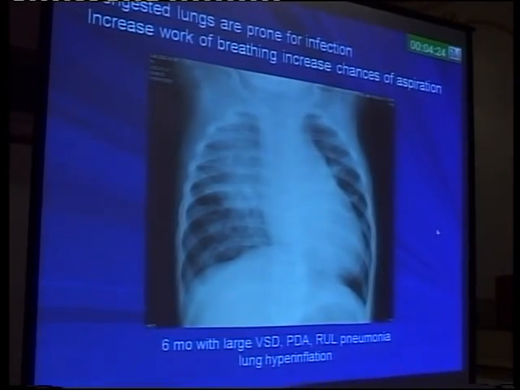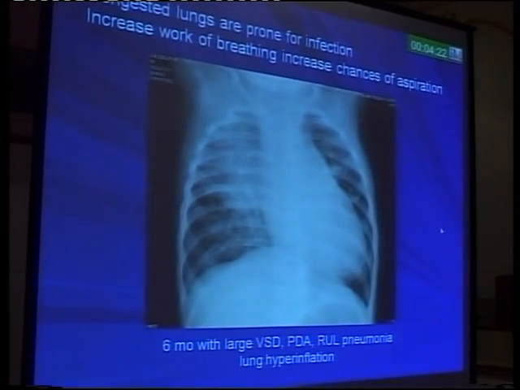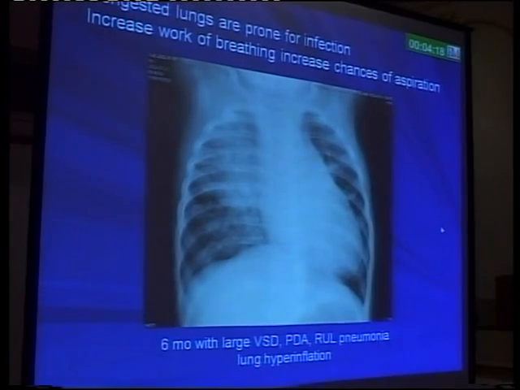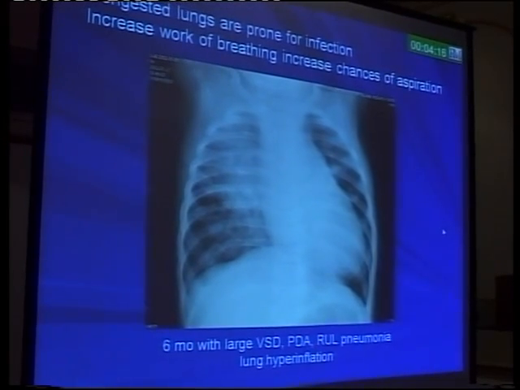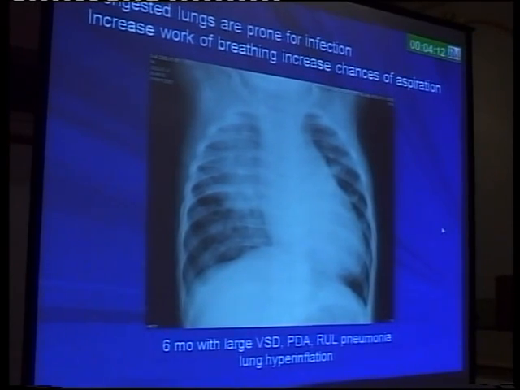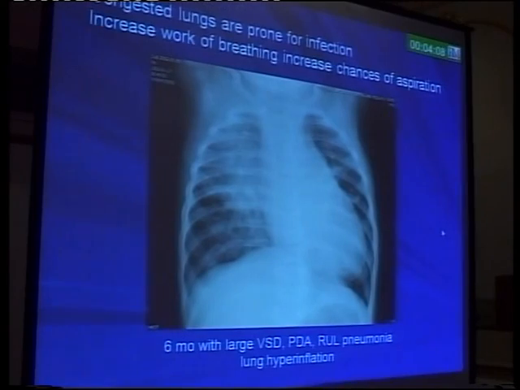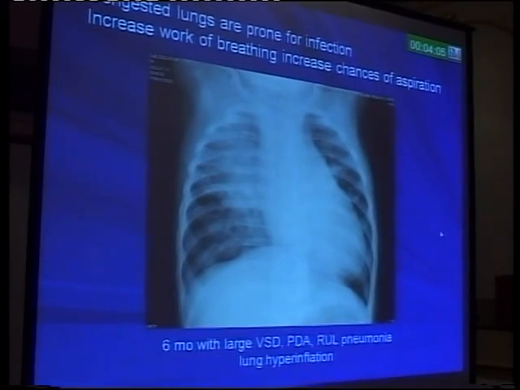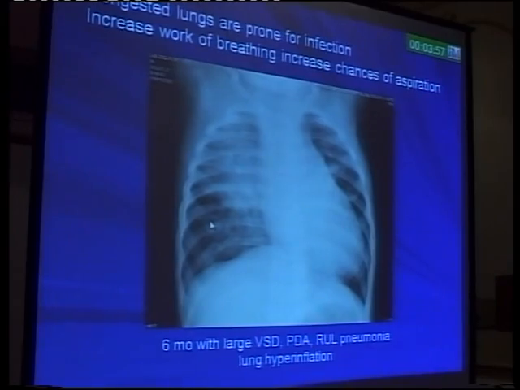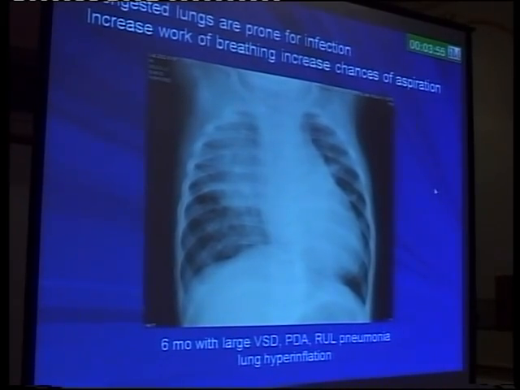Now, if the child has congested lungs, he has to breathe. And we all know that the child is an obligate nasal breather. But sometimes, if he's really tachypneic, while he's feeding, he has to stop and take a breath. And this is the perfect time when he will aspirate. And that's why most of our VSD patients present with recurrent chest infections, especially in the right upper lobe, which is secondary to aspiration.